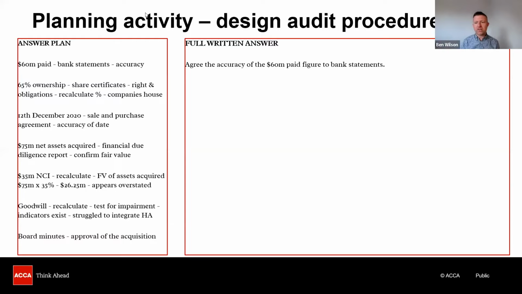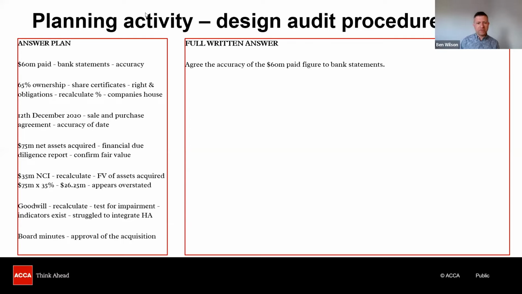Jinri Wong has asked, must answers include assertions? If relevant, yes. But there's not always an assertion that is relevant. So if you can think of one that is relevant, then it's good to include it. But don't feel like you have to do it for all of them. Great questions, thank you.